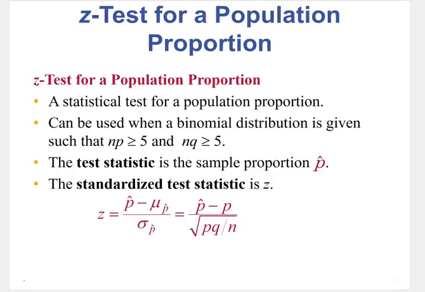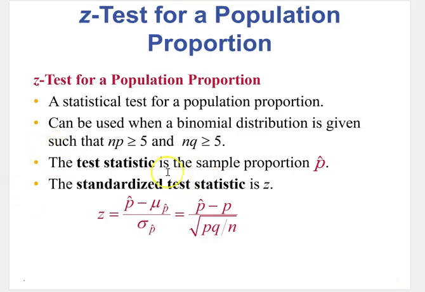All right, so when we are doing the z-test for a population proportion, that's the good news, there's only one, and it is the z. This can be used when a binomial distribution is given and these two things must be met. The n times your p must be greater than or equal to 5, and your n times your q must also be greater than or equal to 5. So make sure that you test that, make sure that you have those qualifications before you get started.